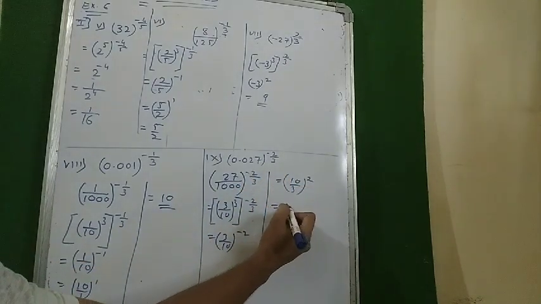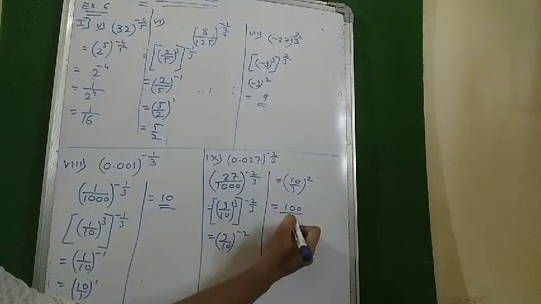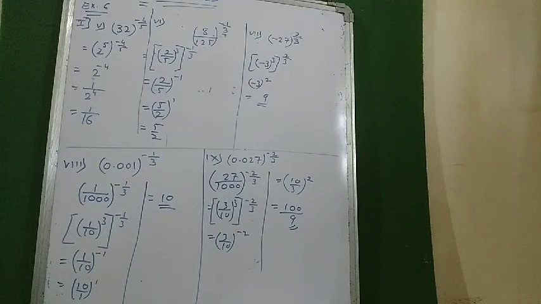Now what is 10 square? It is 100. 3 square, it is 9. So the answer for the ninth one is 100 upon 9.